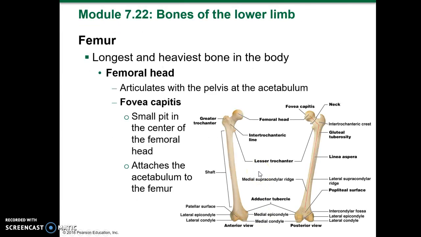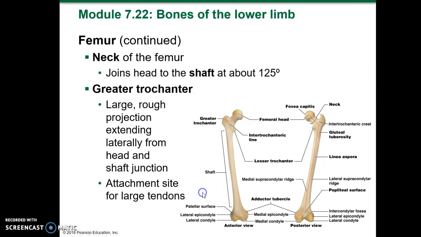So this is the femur, the longest and heaviest bone in the body. You have a femoral head at the very top, very prominent. It articulates with the pelvis at the acetabulum. You have the fovea capitis. That's a small pit in the center of the femoral head that attaches the acetabulum to the femur. You have a very prominent neck of the femur that joins the head to the shaft, about a 125-degree angle.